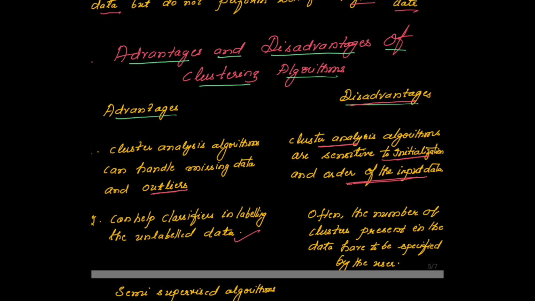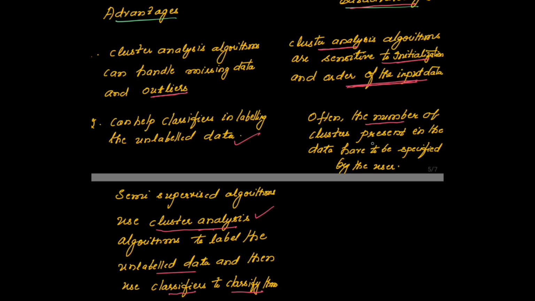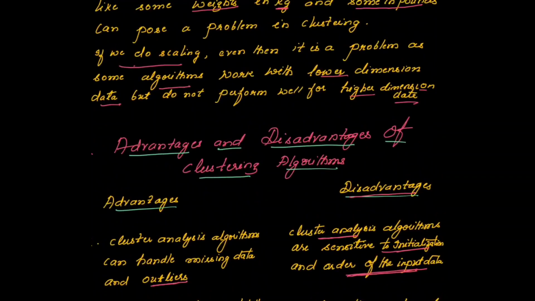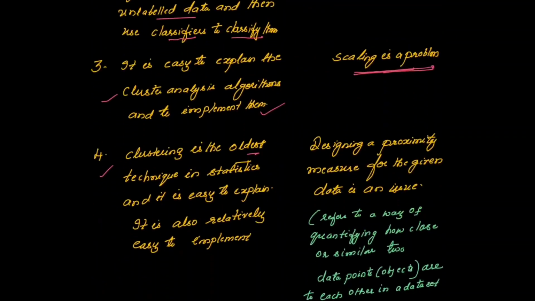And also it is sensitive to the order of the input data. Algorithms like hierarchical clustering or DBSCAN may give different results if the order in which the data points are fed changes, especially if there is no randomness control or streaming style processing, then definitely it is going to affect. Often the number of clusters present in the data has to be specified by the user. So the k value has to be specified by the user. Scaling is a problem, as I listed in the challenges also. If we do scaling, even then it is a problem, as some algorithms work with lower dimension data but do not perform well for higher dimension data.